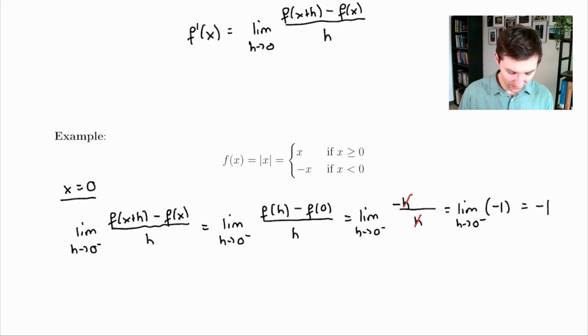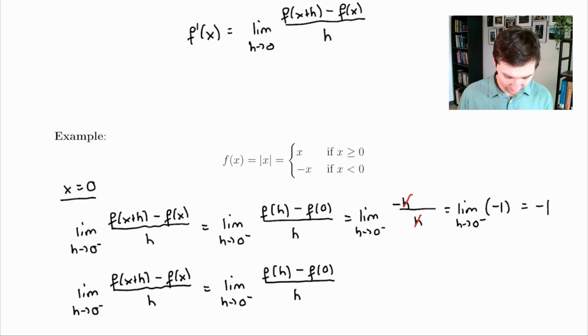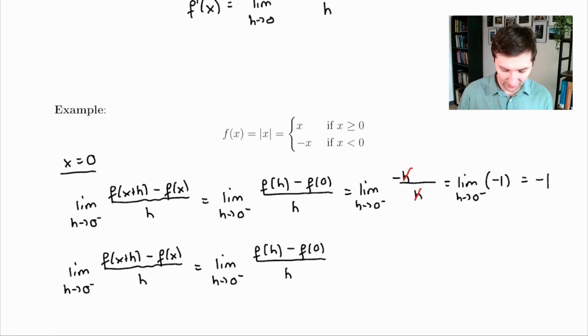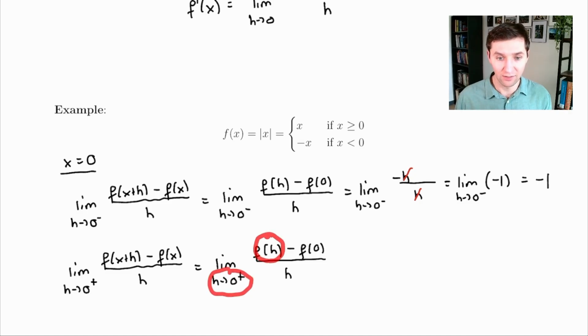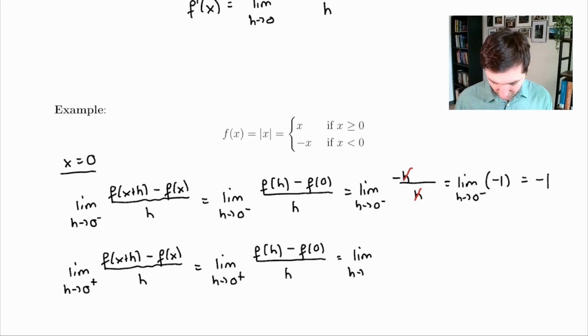To compute the limit as h goes to 0 from the right, I'm using very similar steps. This time, I will take the limit as h goes to 0 from the right. So let me replace the minus signs in the exponents with plus signs. Now, I'm using h's that are positive, which means that the absolute value of h is just h. And I get the limit as h goes to 0 from the right of h divided by h.